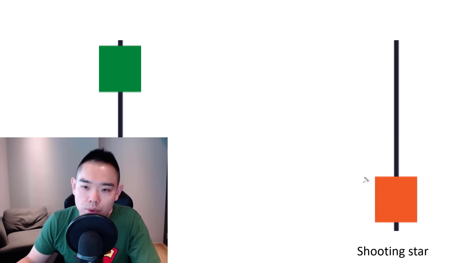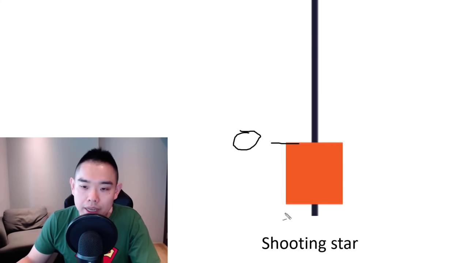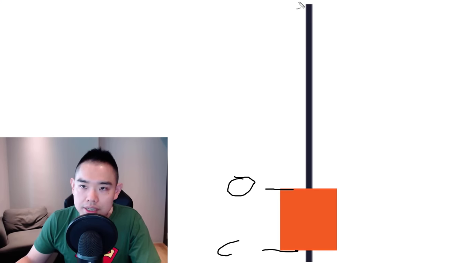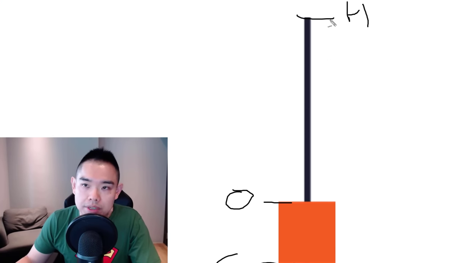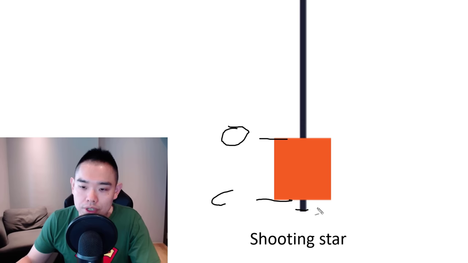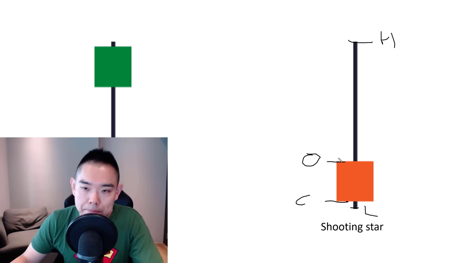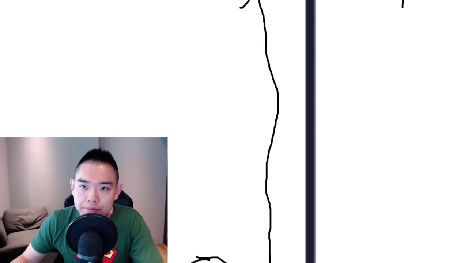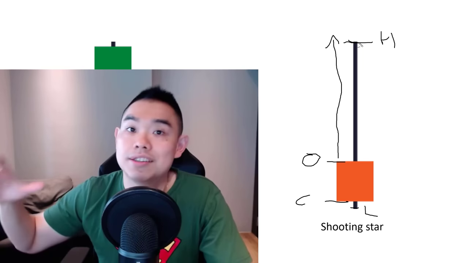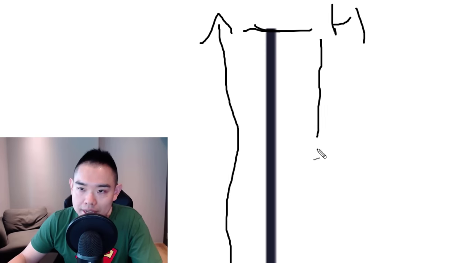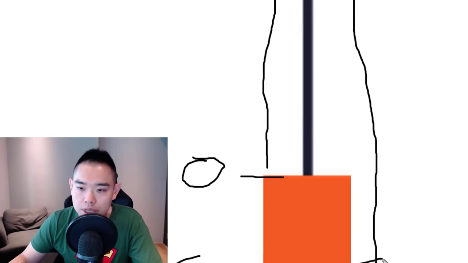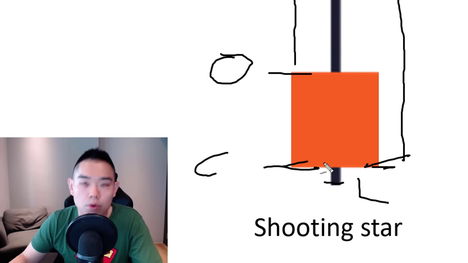A shooting star pattern is where the price opens at this price point and closes at this price. This is the high. If you look at this on a daily time frame, this is the high of the day, and this is the low of the day. So it's just the opposite. When the market opens, the buyers quickly push the price up higher. Eventually, the sellers say, that's as high as you'll go, and then they drive the price down lower, eventually closing near the lows of the day over here.